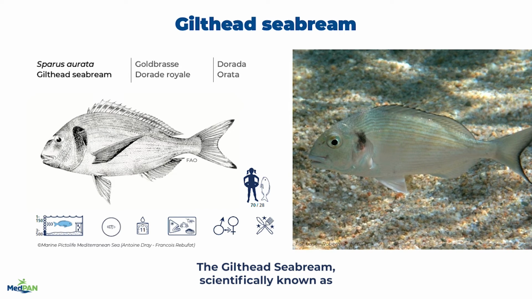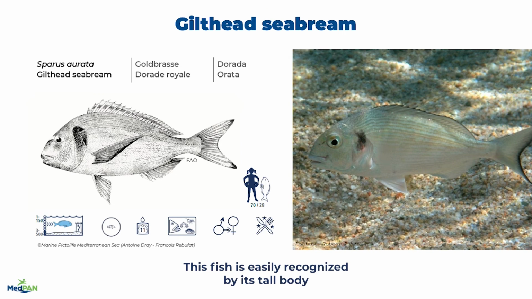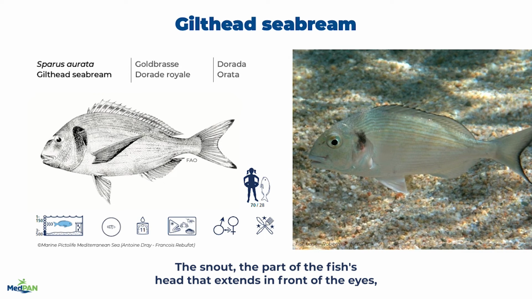The gilded sea bream, scientifically known as Sparus aurata, is a key species for commercial and recreational fishing, and also an important component of marine aquaculture in the Mediterranean. This fish is easily recognized by its tall body and distinctive large black spot on its gill cover. The snout, the part of the fish's head that extends in front of the eyes, is more than twice as long as the diameter of the eyes.